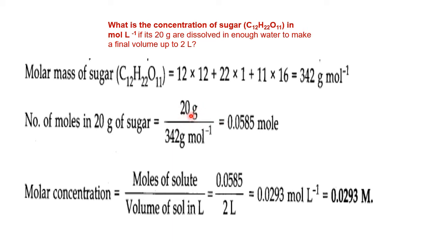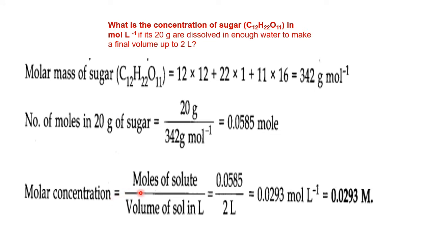Because the formula says number of moles of any substance equals mass given by the molar mass. Accordingly, it is 20 by 342. That gives you 0.0585 mole. That means 20 gram of sugar means 0.0585 mole of sugar. So we have converted gram to mole now. Now what has been asked: what is the concentration of sugar in mole per liter? It means molarity. So what is the molarity formula?